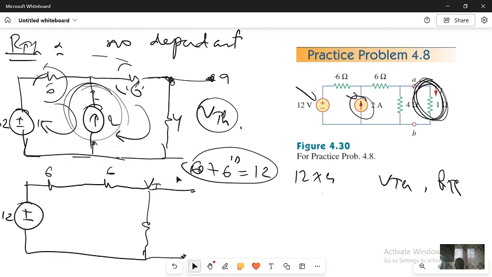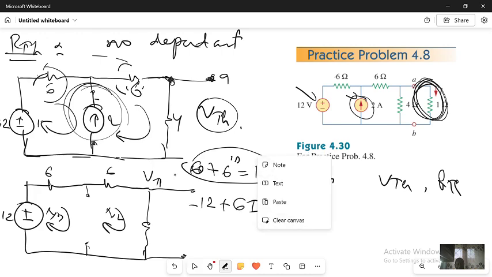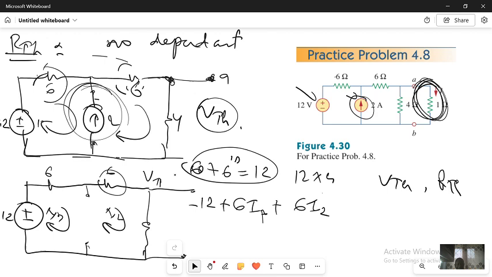I have VTH here. Now I have this I1 and I have I2. At the time, you have to remember the mesh analysis is going to be minus 12 plus 6 I2 plus 6 I2, minus 6 I1, plus 4 I2 equal 0. You have to see the previous video on mesh analysis for better understanding. Now we found the first equation.